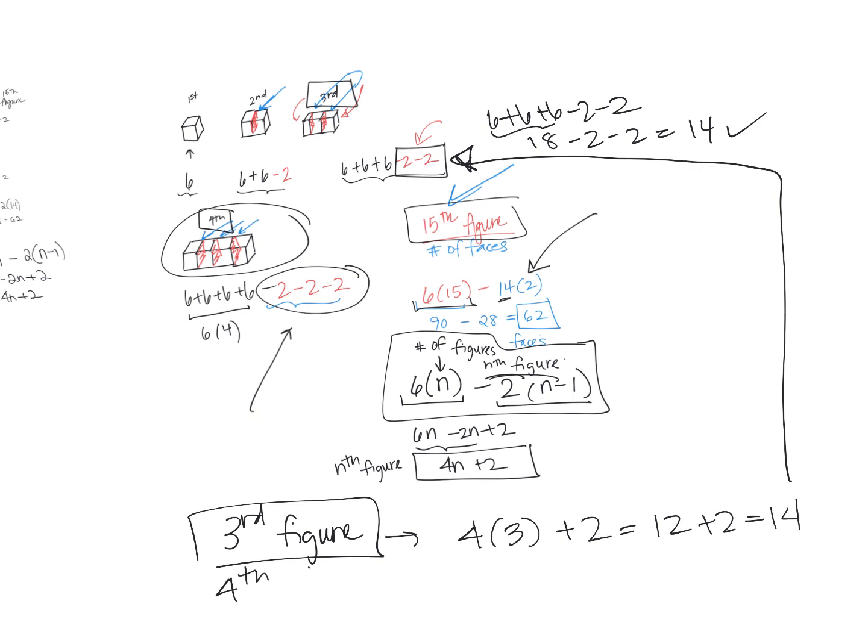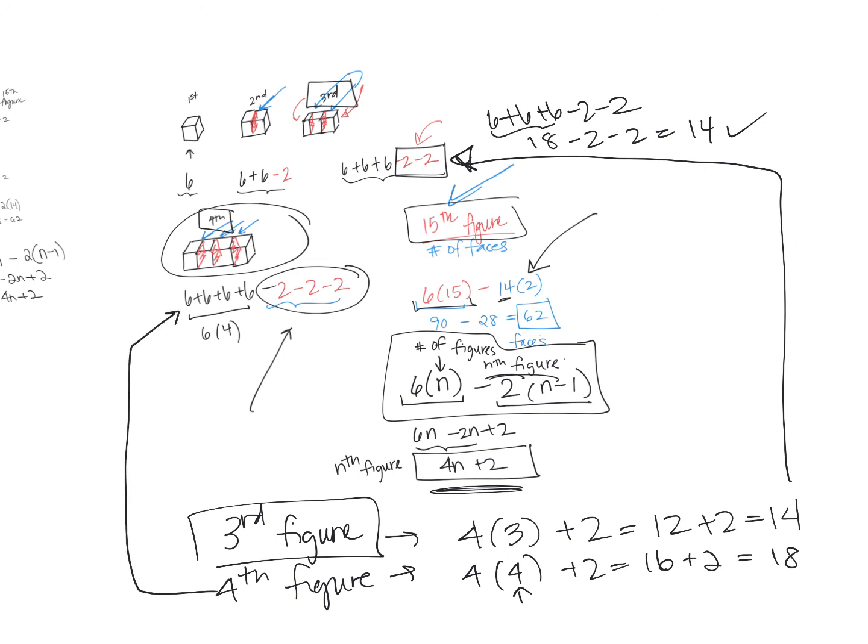I could try another case if you want to. We could try the fourth figure. Again, using this formula, 4n plus 2, we would do 4 times 4 for the fourth figure, plus 2, that's 16 plus 2, which is 18. And then again, just double checking, this would be 6 times 4, which is 24, minus 2 minus 2 minus 2, that's really 24 minus 6, which is 18, so that works as well. So, hope that helps.